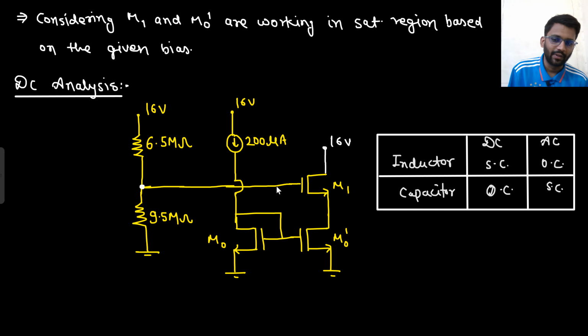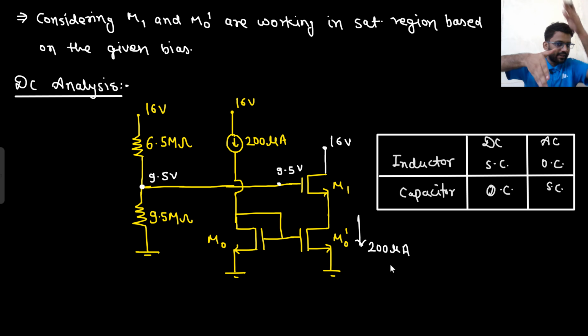Now what will be the potential here? This potential will be 9.5 volt. The same potential will be applied here, 9.5 volt. Now we are considering all of them are working in saturation region. So this 200 microampere current will be flowing through M naught dash as well, because of the current mirror. So current in M naught dash and M1 is 200 microampere.